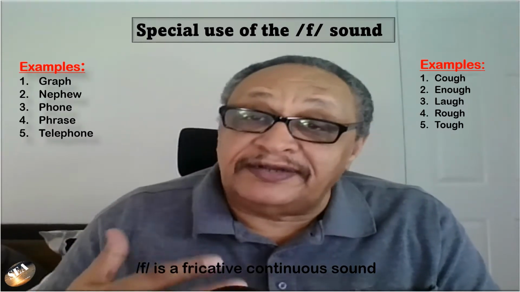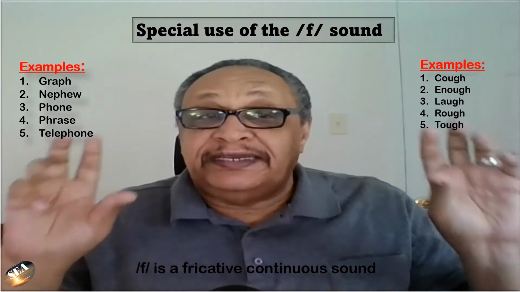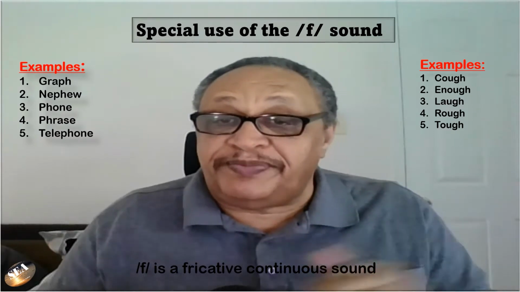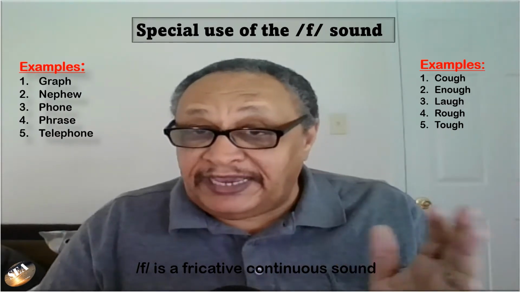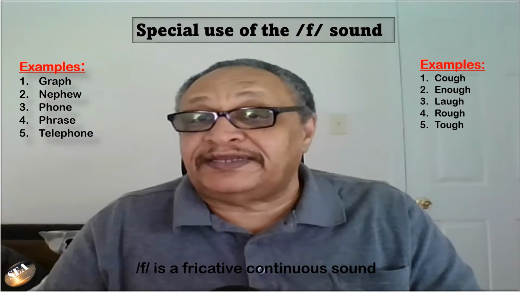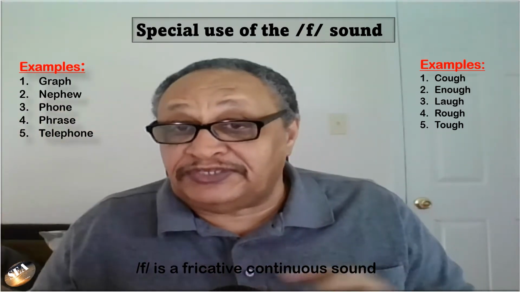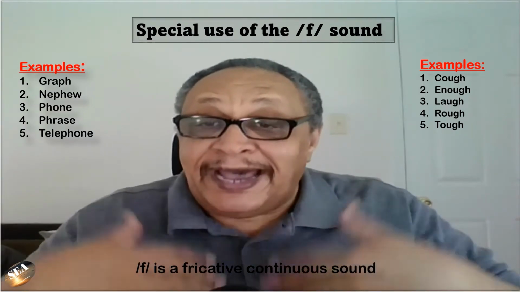So here we have 2 groups. Each one has a cluster. The first group has the cluster PH, while the second group has the cluster GH. PH versus GH. Both clusters are pronounced as an F sound.